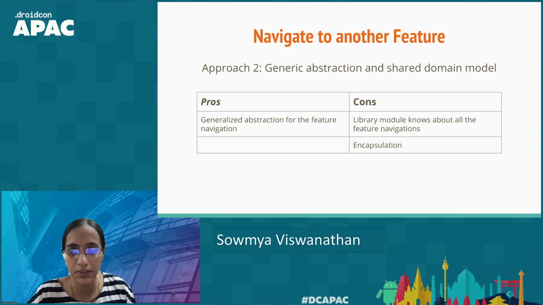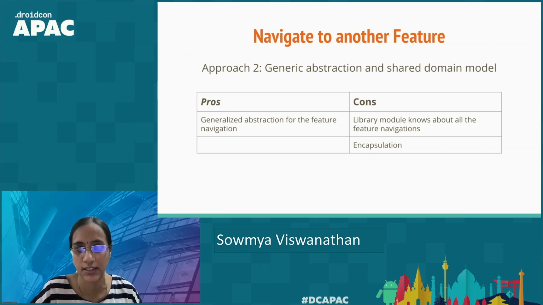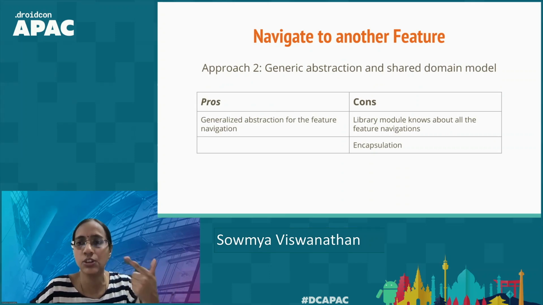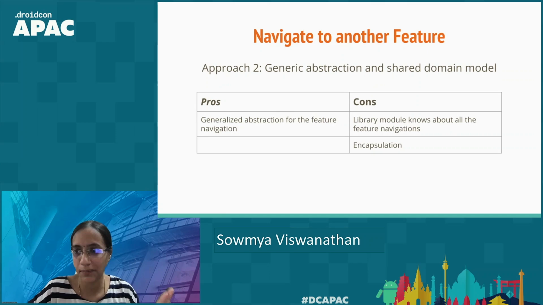But if we look at the flip side, the library module is now overloaded. It actually knows about all the feature navigations. And when the product model is moved to a common module, it threatens encapsulation, because now cart or purchase also have access to this product model, and they can add new fields which are not needed for a product but may be needed for their modules. So it threatens the encapsulation, but still it will get the job done and ensure compile time safety.